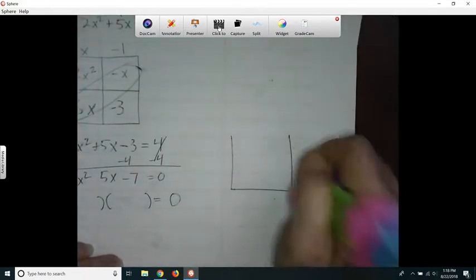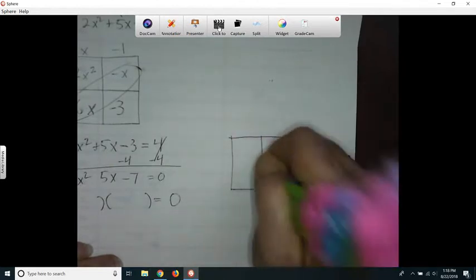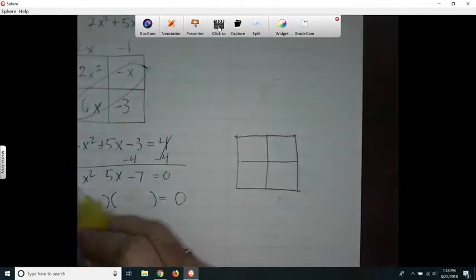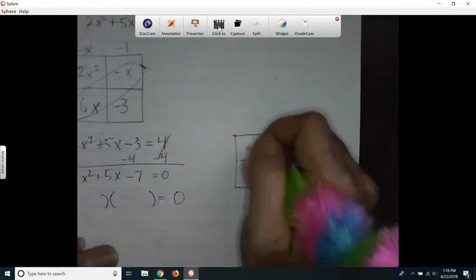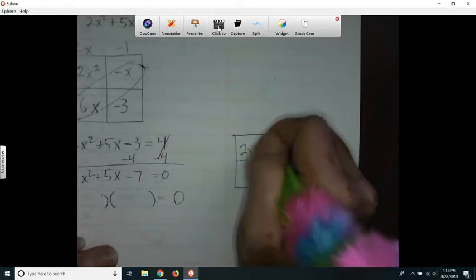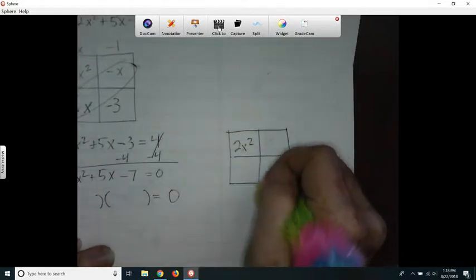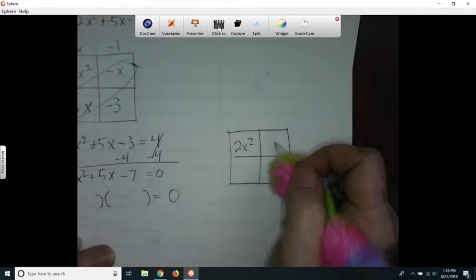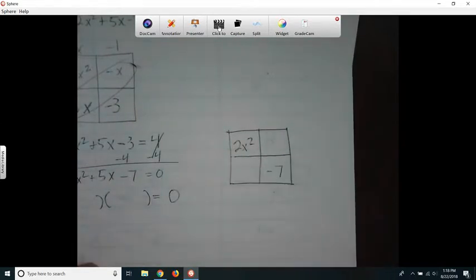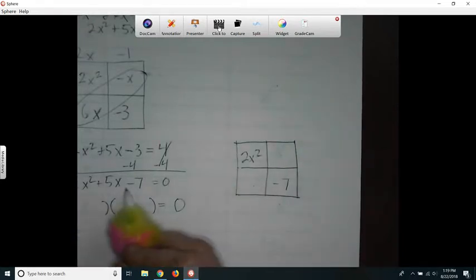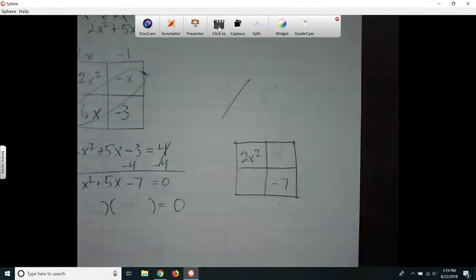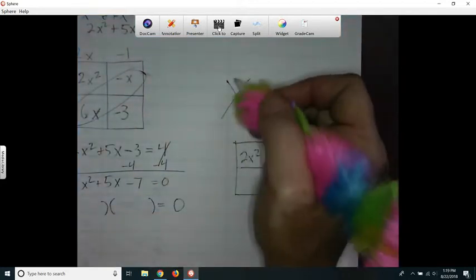Now this time, I have the inside part, like I have 2x squared, and you can think of those as algebra tiles if you want to. I've got 2x squared here, and I've got negative 7 here. I'm not sure what I have here and here yet. The way I can figure out what I have here and here is I'll usually make what I call a diamond problem.